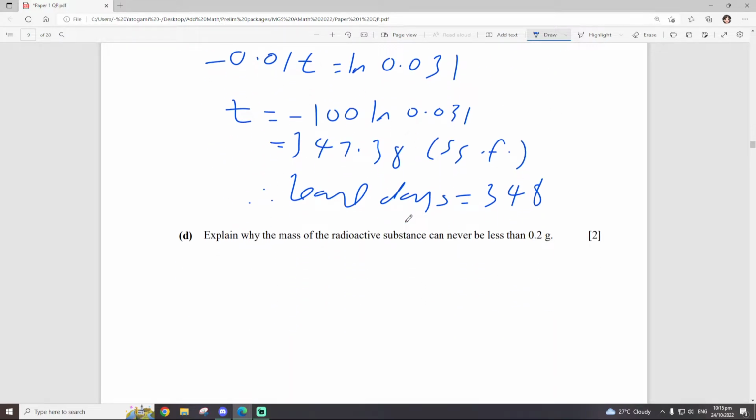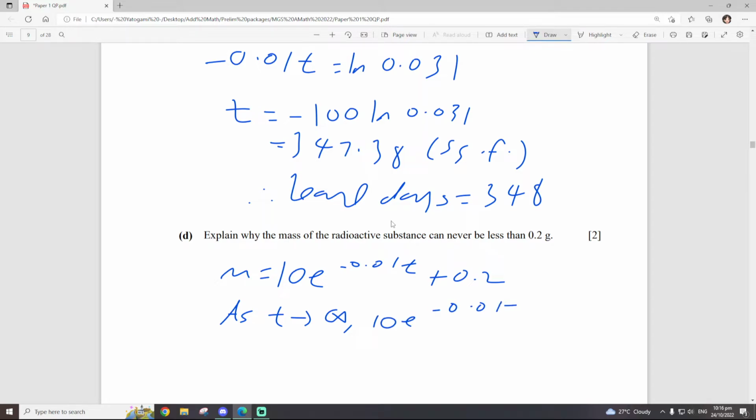Okay, explain why the mass of the radioactive substance can never be less than 0.2 g. So m = 10e^(-0.01t) + 0.2. As t tends to infinity, 10e^(-0.01t), we know this tends to 0. Therefore, m tends to 0.2. m cannot be less than 0.2.